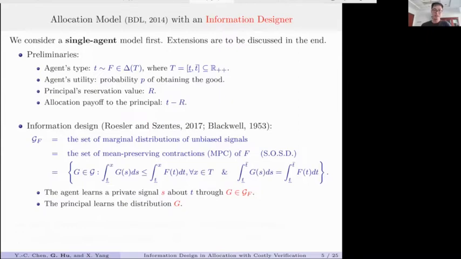And the set of marginal distributions of unbiased signals is actually the set of mean preserving contractions of the underlying distribution F. A mean preserving contraction can be read in the second order stochastic dominance sense. So which kind of signal distributions could the information designer use? It's actually those dominated by capital F in the second order sense.